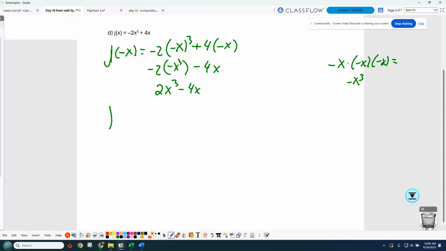So does j of negative x equal j of x? Do they equal each other? No. So what do I know? They're not even.